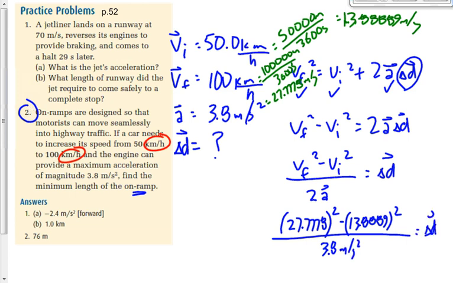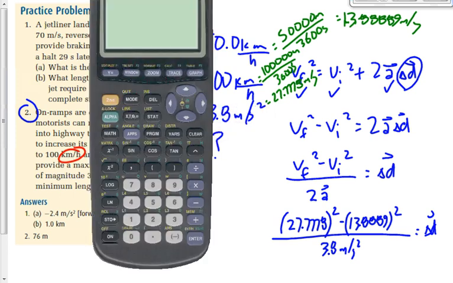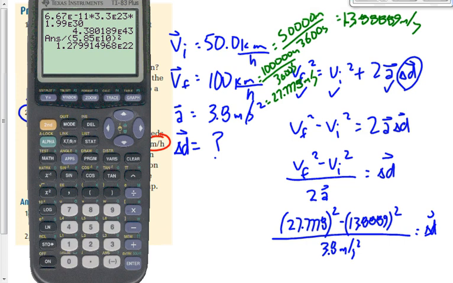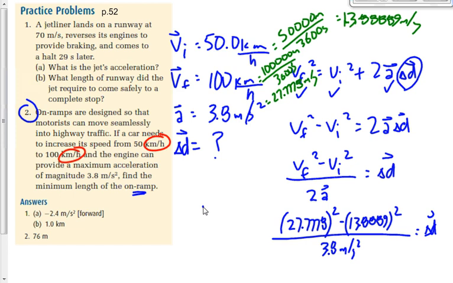Let's solve for that on our calculators now, just to make sure that we can all do that in the correct order. Let's say 27.7777 squared, subtract 13.88888 squared, get a number for that, divide it by 3.8, we should get 152. Wait a second. Oh, what have I done wrong? I got 152. Why did I get 152 when the answer is 76?